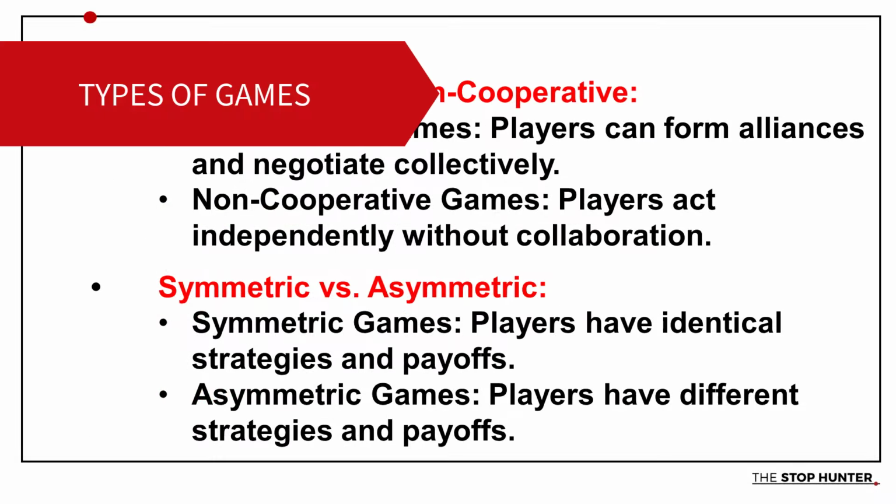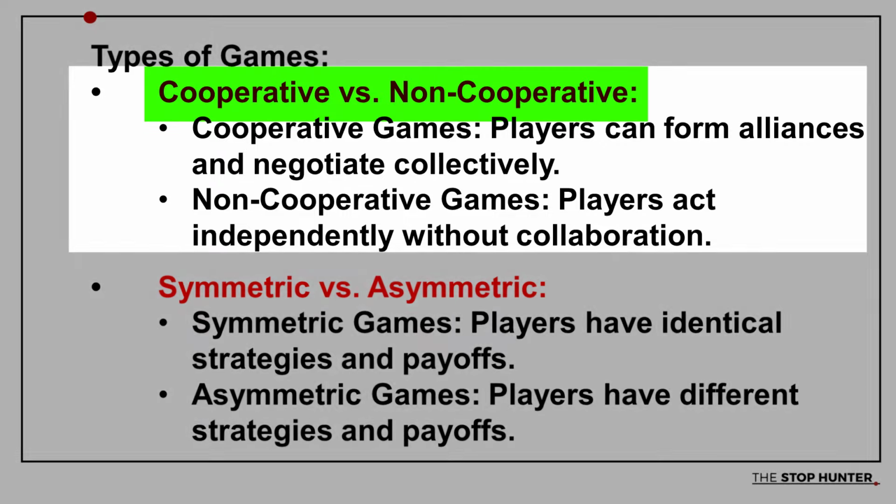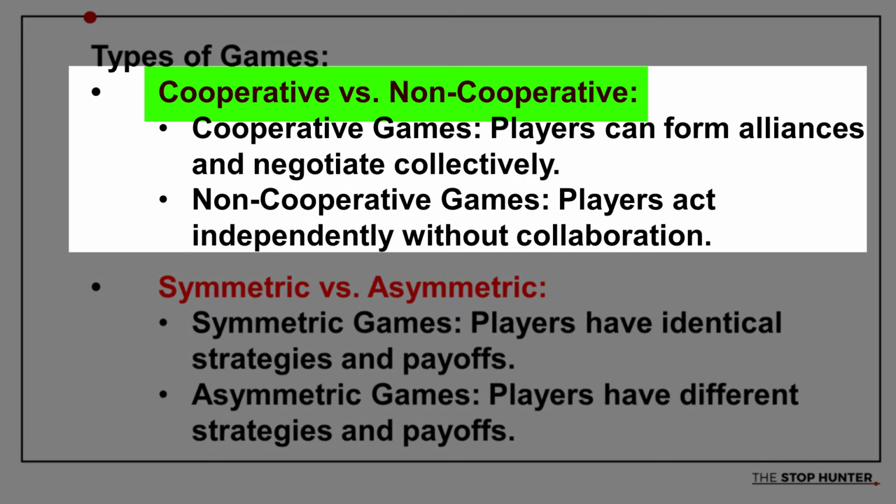So let's look at 3 key types of games involved in game theory. The first one there, cooperative versus non-cooperative. Cooperative games are where players can form alliances and negotiate collectively. In non-cooperative games, players act independently without collaboration. So a bit like trading if you're on your own as a retail trader.